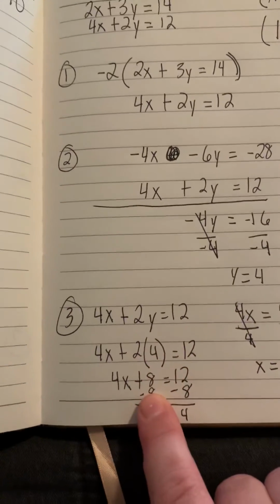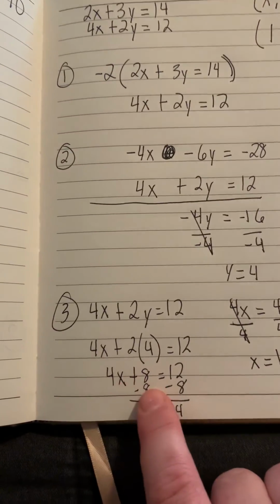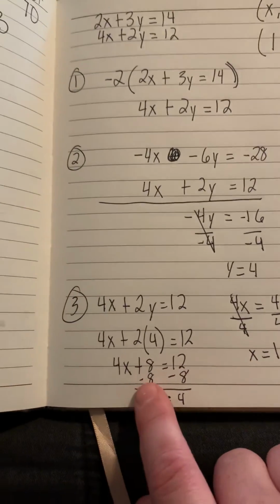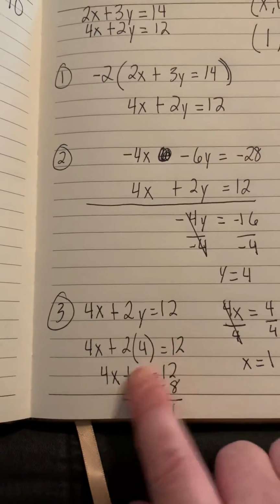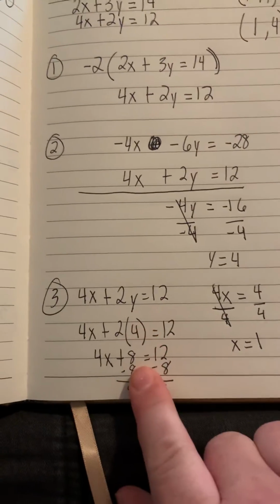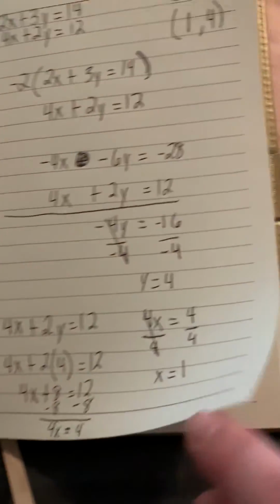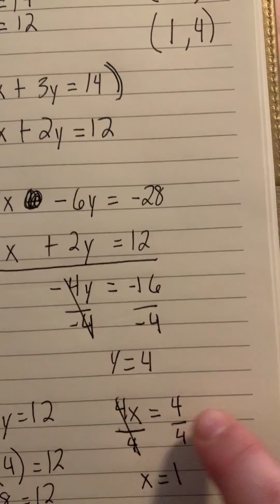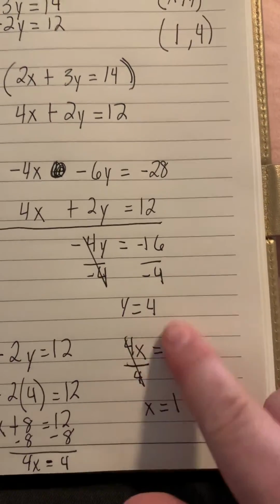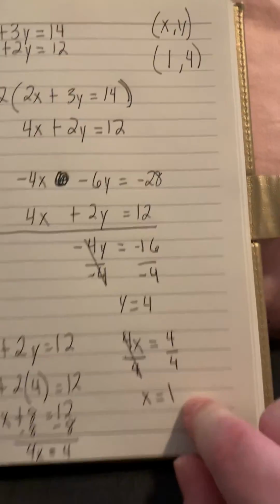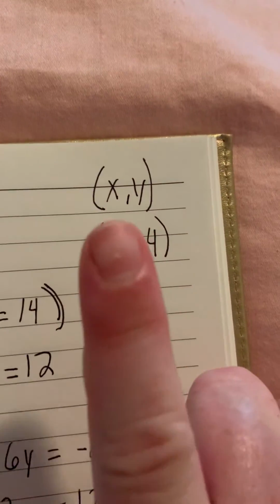2 times 4 equals 8. So now I have 4x plus 8 equals 12. Then I subtract 8 from both sides to cancel out the 8 here, and I'm left with 4x on this side, and then 12 minus 8 is 4. So I have 4x equals 4. Divide both sides by 4, and x equals 1. So my ordered pair is (1, 4).